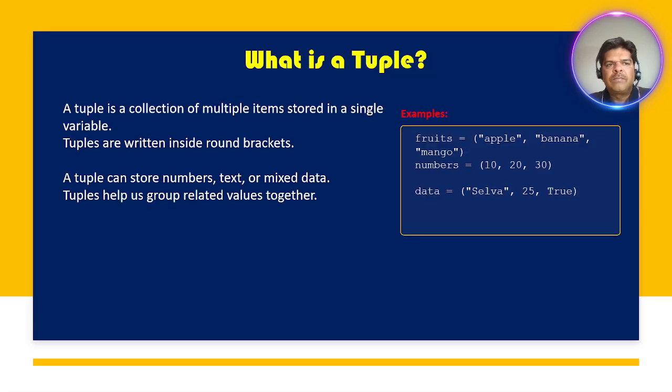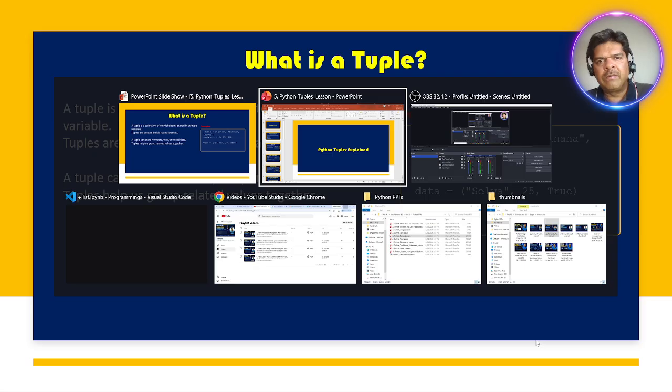What is a tuple? A tuple is a collection of multiple items stored in a single variable, same as a list. Tuples are written inside round brackets. See, in a list we write within square brackets, but a tuple is written with round brackets. A tuple can store numbers, text, or mixed data. Tuples help us group related values together. Let's get into Visual Studio.